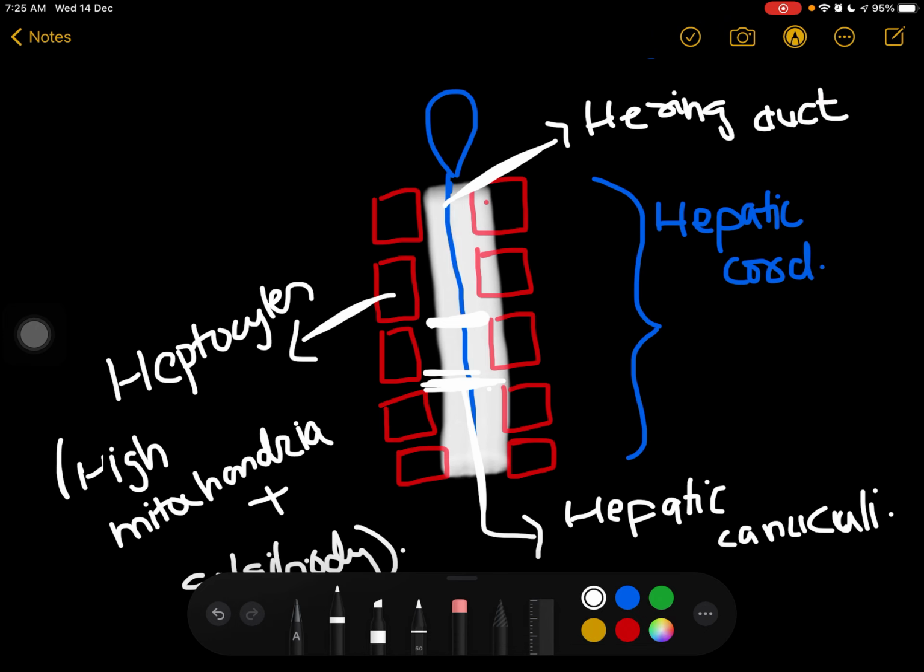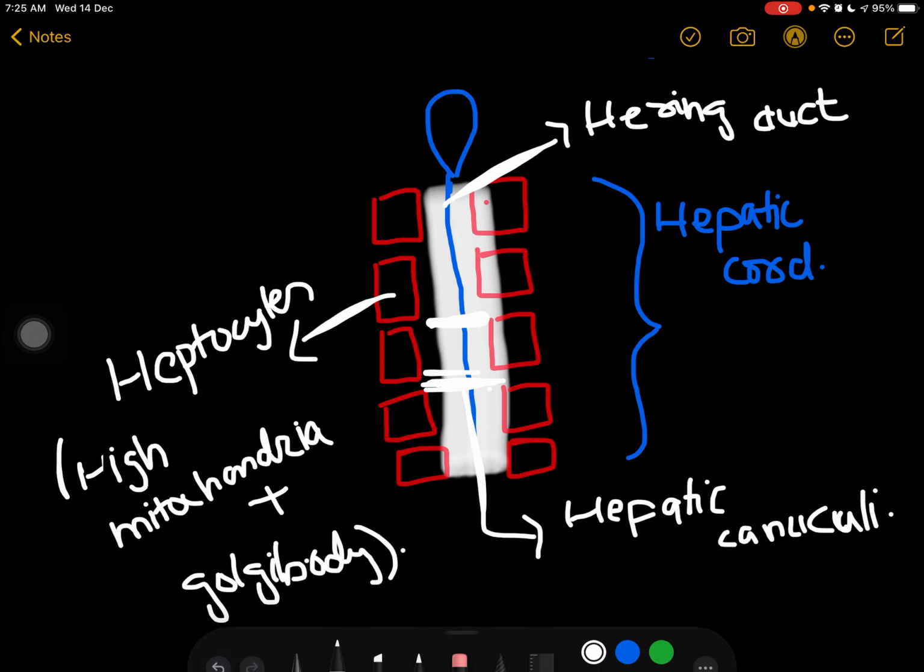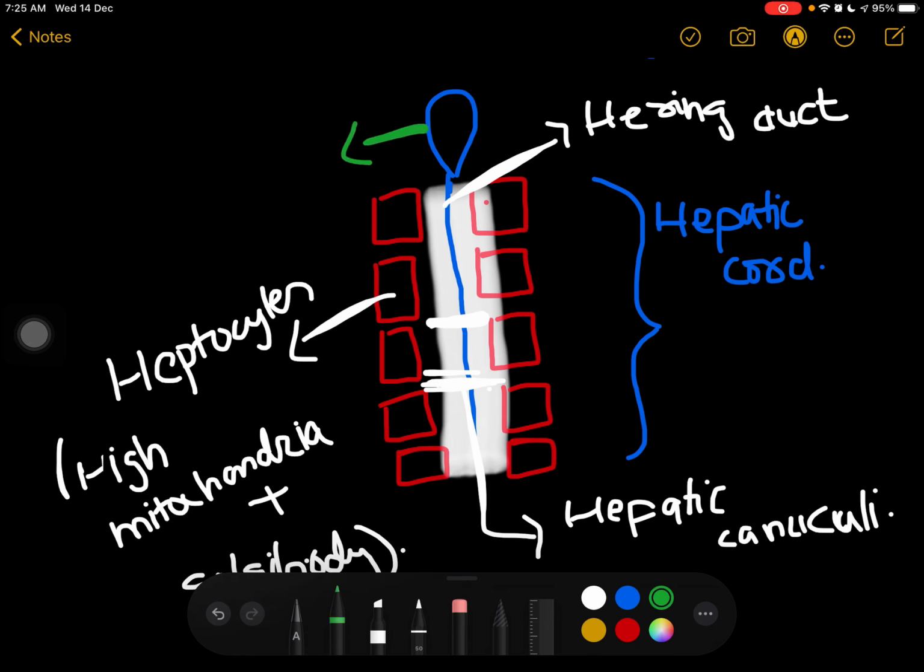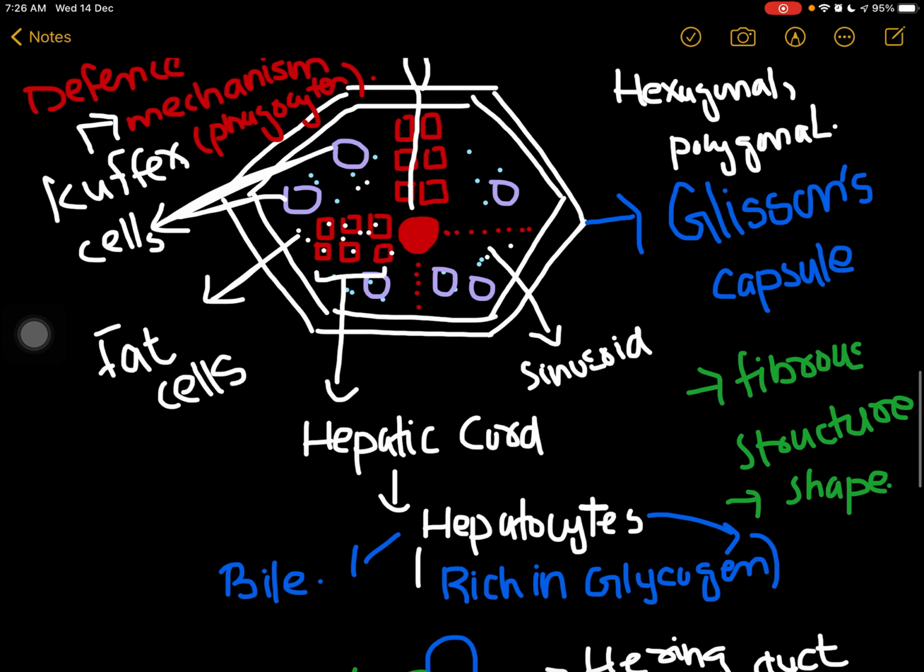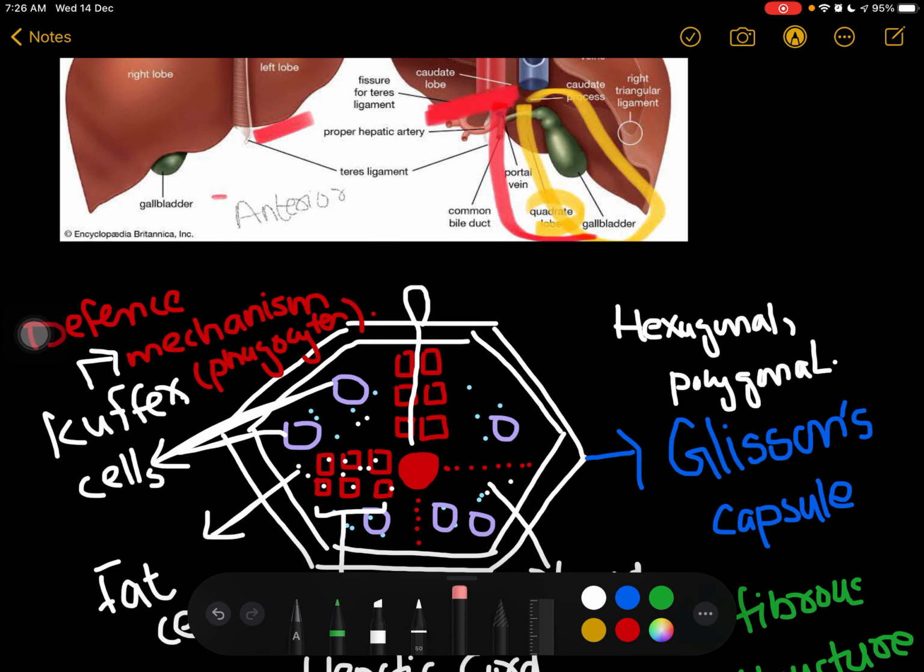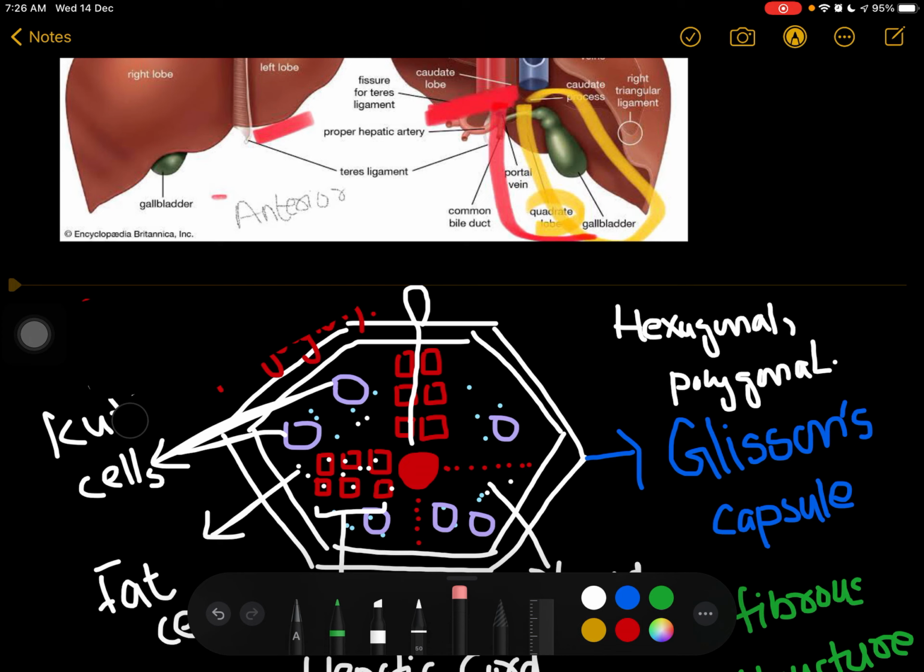When this Hering duct goes out from the hepatic cord, it becomes the bile duct. Inside the hepatic cord the duct is known as the Hering duct, in which bile is produced, but when it goes out from this region it becomes the bile duct. I hope this is clear to you.